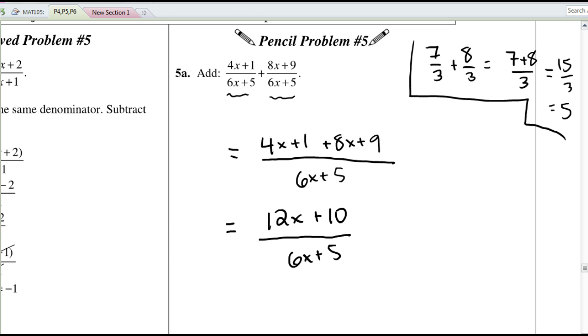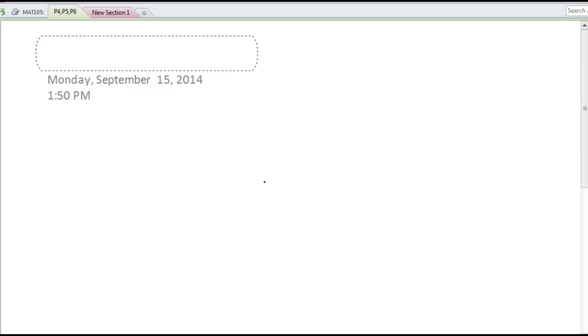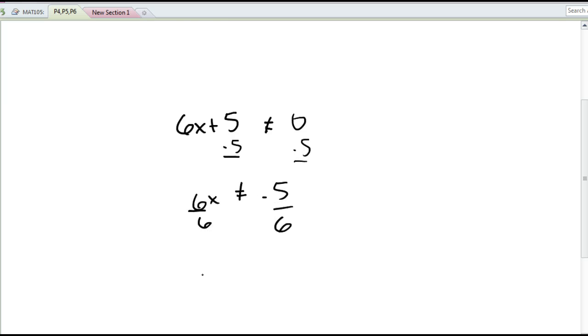Okay, let me do that just on a separate page. It's probably a good idea. So if you have 6x plus 5 on the bottom, we don't want that equal to 0, so just solve for x. Start by subtracting 5. So 6x shouldn't be equal to negative 5, and then divide by 6. So the value we want to exclude is x not equal to negative 5 over 6.